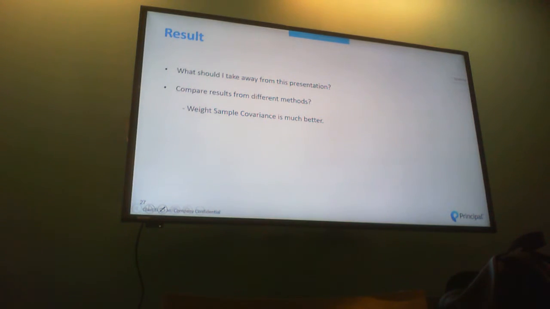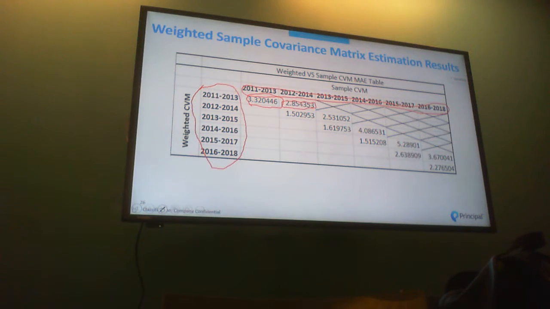And the result is that. Just a question. What's the weighting scheme that you used? We just use the method from the paper we got from you. There's a paper that introduced the weighted covariance matrix.